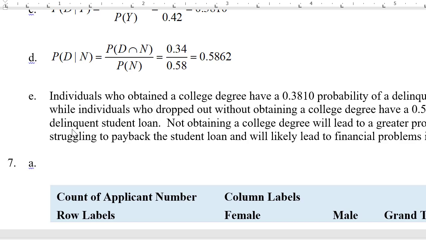On E, I was looking for something about whether dropping out gives you a higher chance of default. Individuals who obtain college degrees have a 0.38 probability of delinquent student loans, while if they drop out without obtaining a college degree, they have a 58.62% probability of delinquent student loans. So by not getting a college degree, that leads to a greater probability of not paying the loans back.